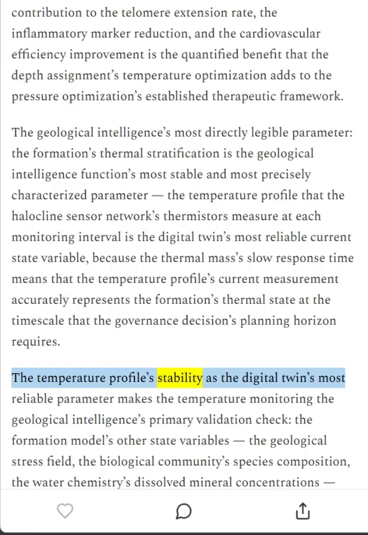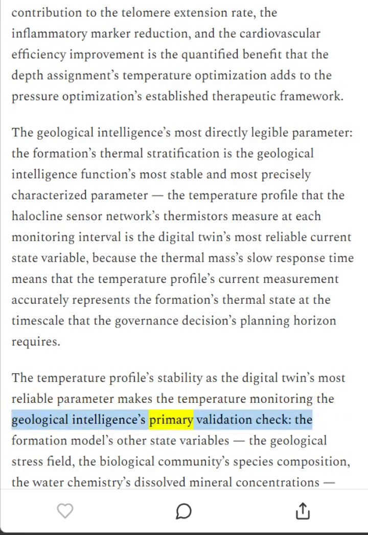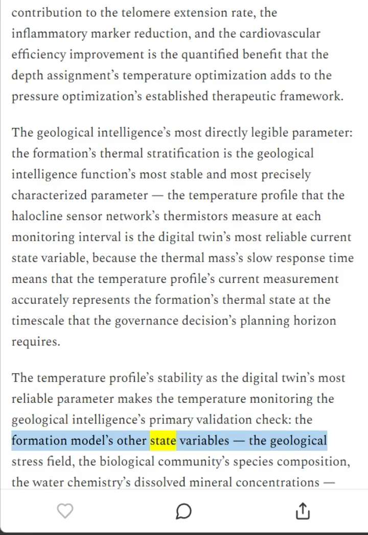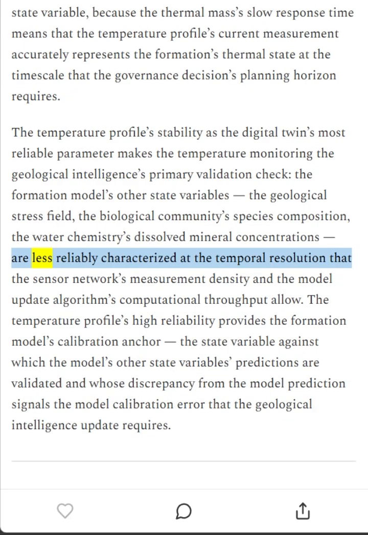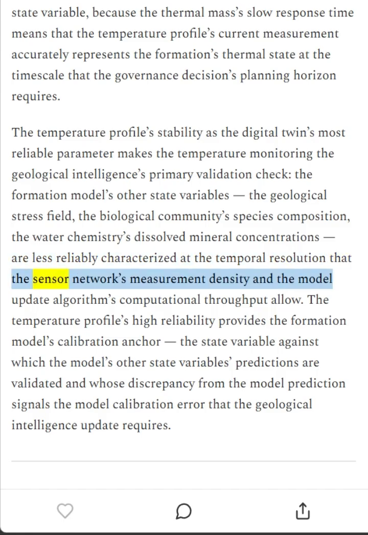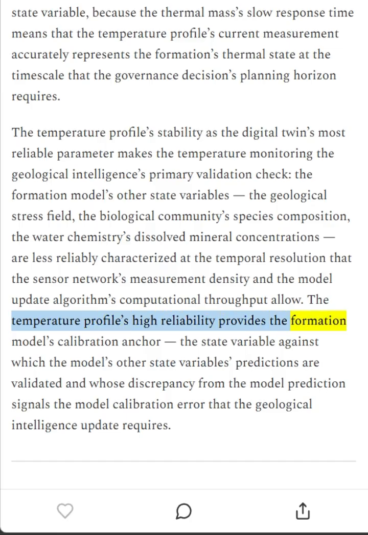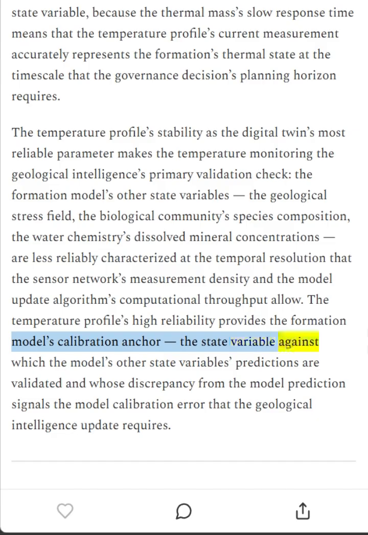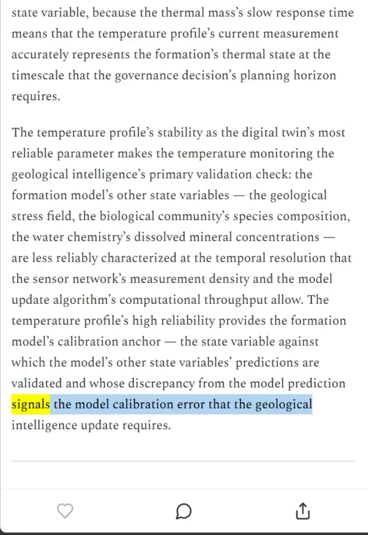The temperature profile stability as the digital twin's most reliable parameter makes the temperature monitoring the geological intelligence's primary validation check. The formation model's other state variables, the geological stress field, the biological community's species composition, the water chemistry's dissolved mineral concentrations, are less reliably characterized at the temporal resolution that the sensor network's measurement density and the model update algorithms' computational throughput allow. The temperature profile's high reliability provides the formation model's calibration anchor, the state variable against which the model's other state variables' predictions are validated and whose discrepancy from the model prediction signals the model calibration error that the geological intelligence update requires.